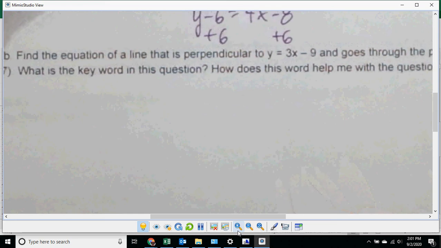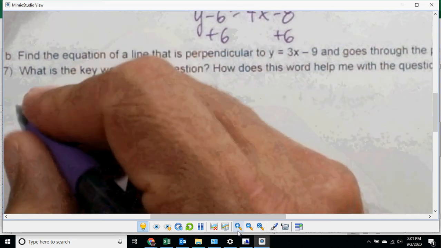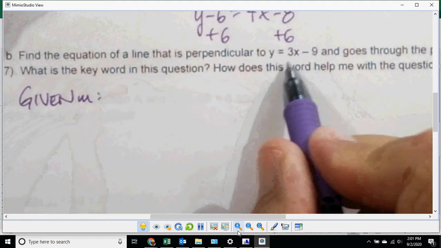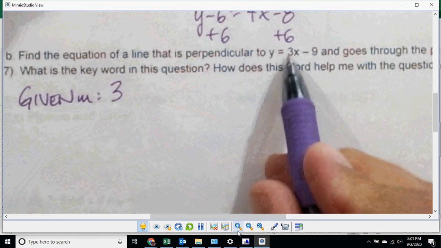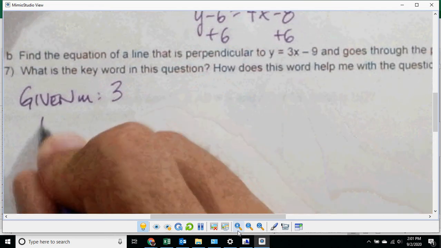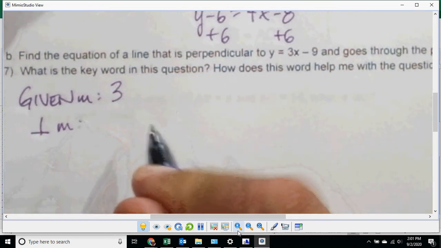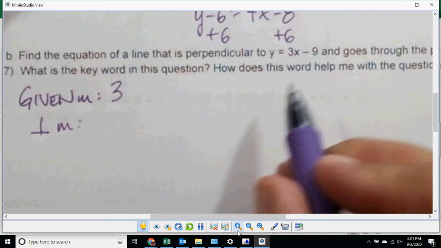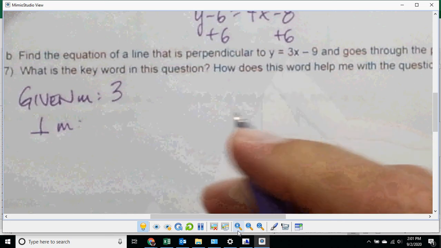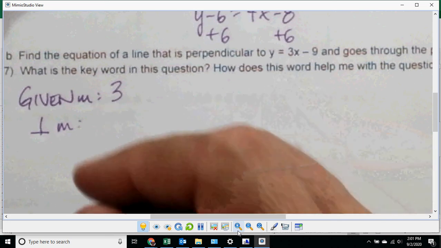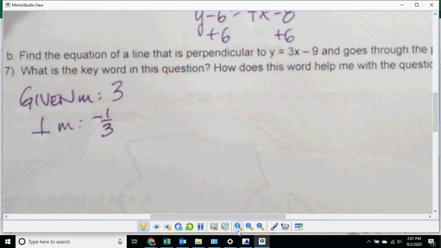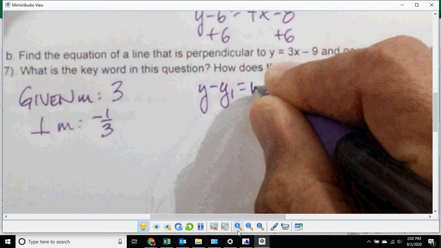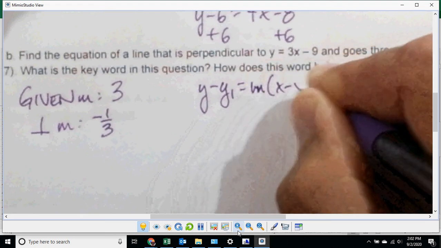Now that you're back, or if you never left. So our given slope is 3. All right, so that's from our equation. Slope is 3. We want to find the perpendicular slope. So we're going to take the opposite reciprocal of the slope that's given. So if our given slope is 3, it's going to be negative 1/3. So negative 1/3 is what's going to go into my formula. y minus y1 equals m times x minus x1.